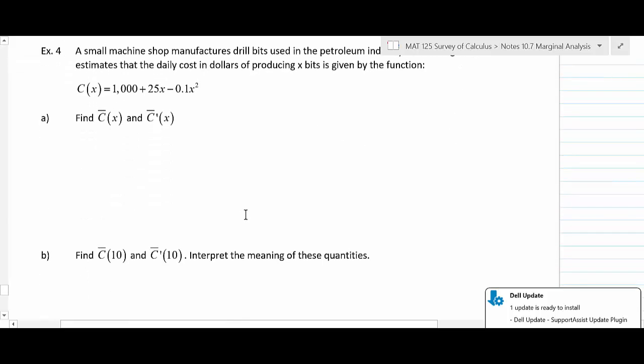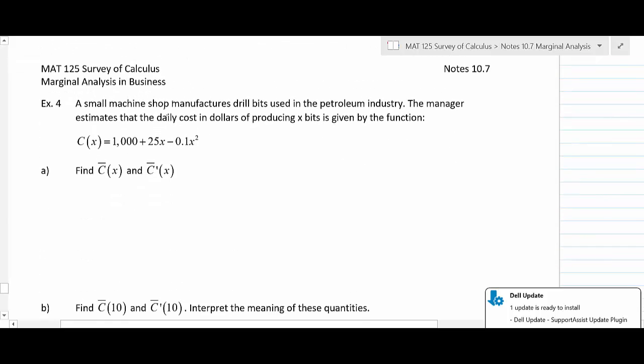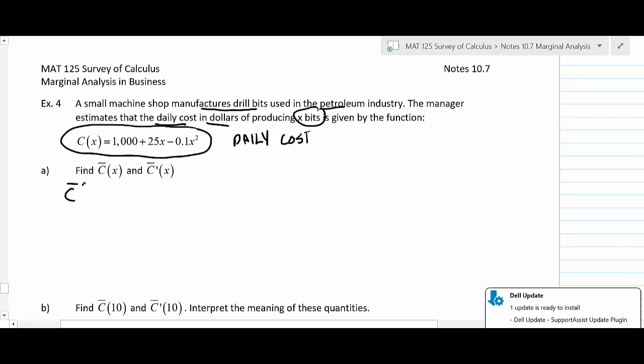Okay, so this one I've given a cost function. You're manufacturing drill bits in the petroleum industry, and you're estimating the daily cost in dollars. So this is a daily cost of producing X bits. So X is going to represent how many of the drill bits that you're producing, okay? So first of all, we want to do two things. First of all, if I do this, I want you to know what that means, okay? So like on a test, I'm not going to say necessarily find the average cost. I might just say find C bar of X. You've got to know what that means.